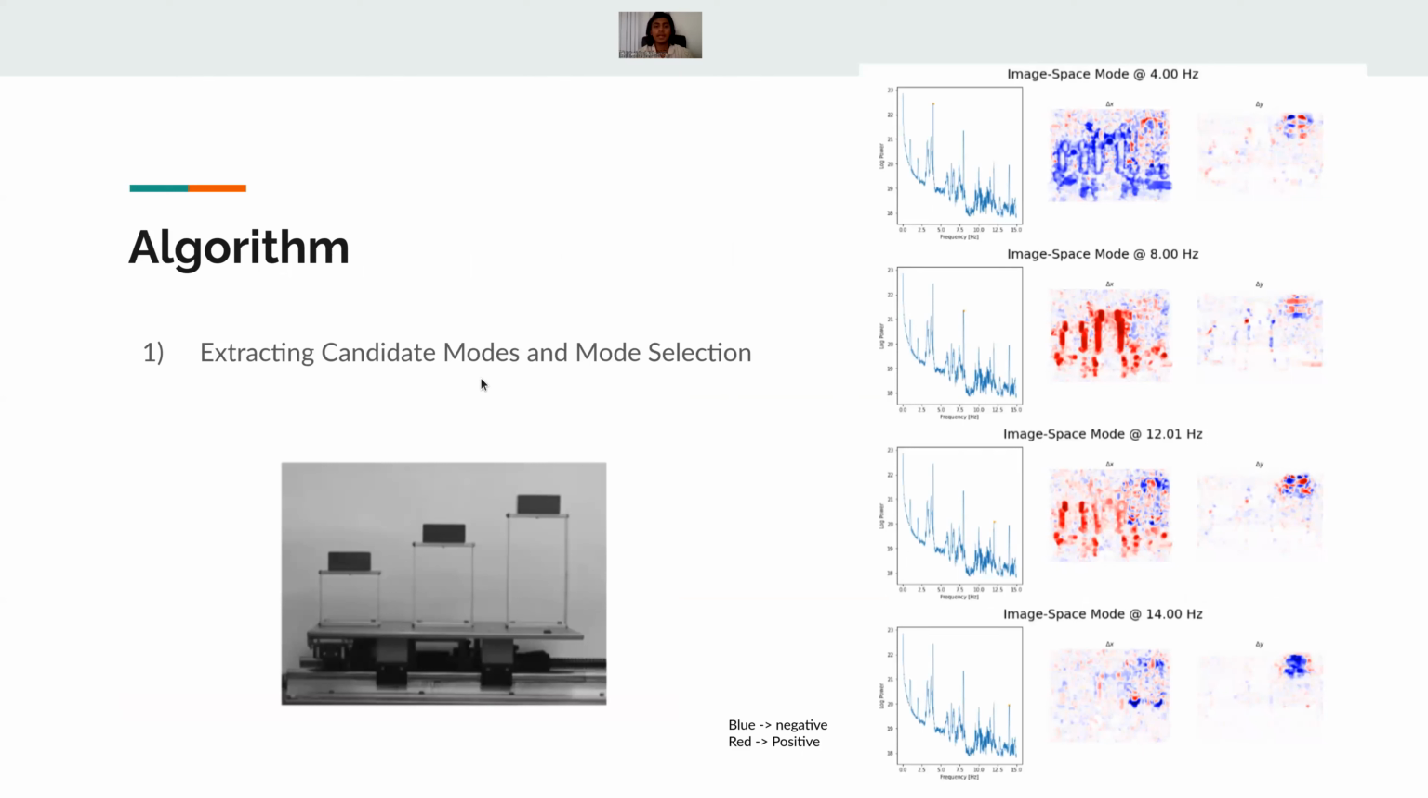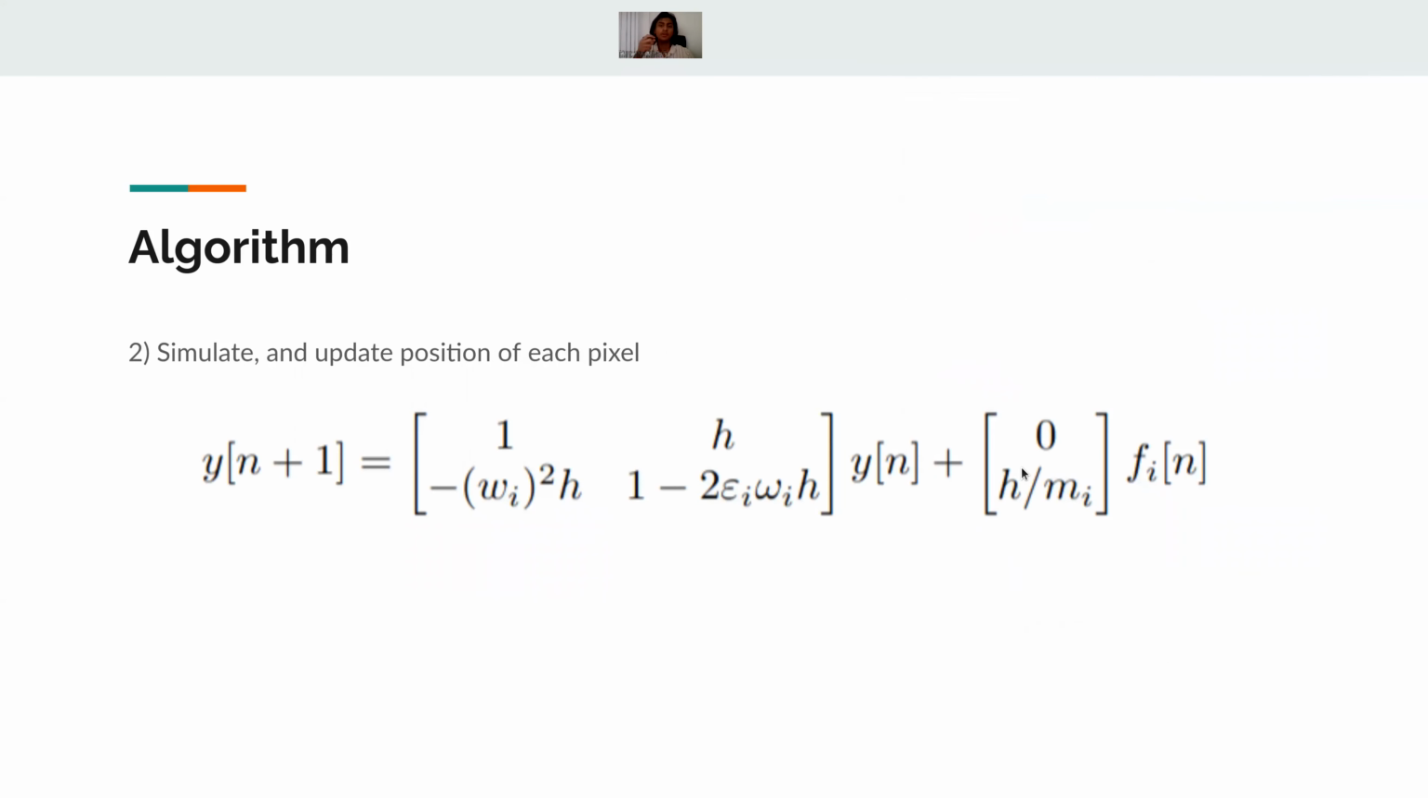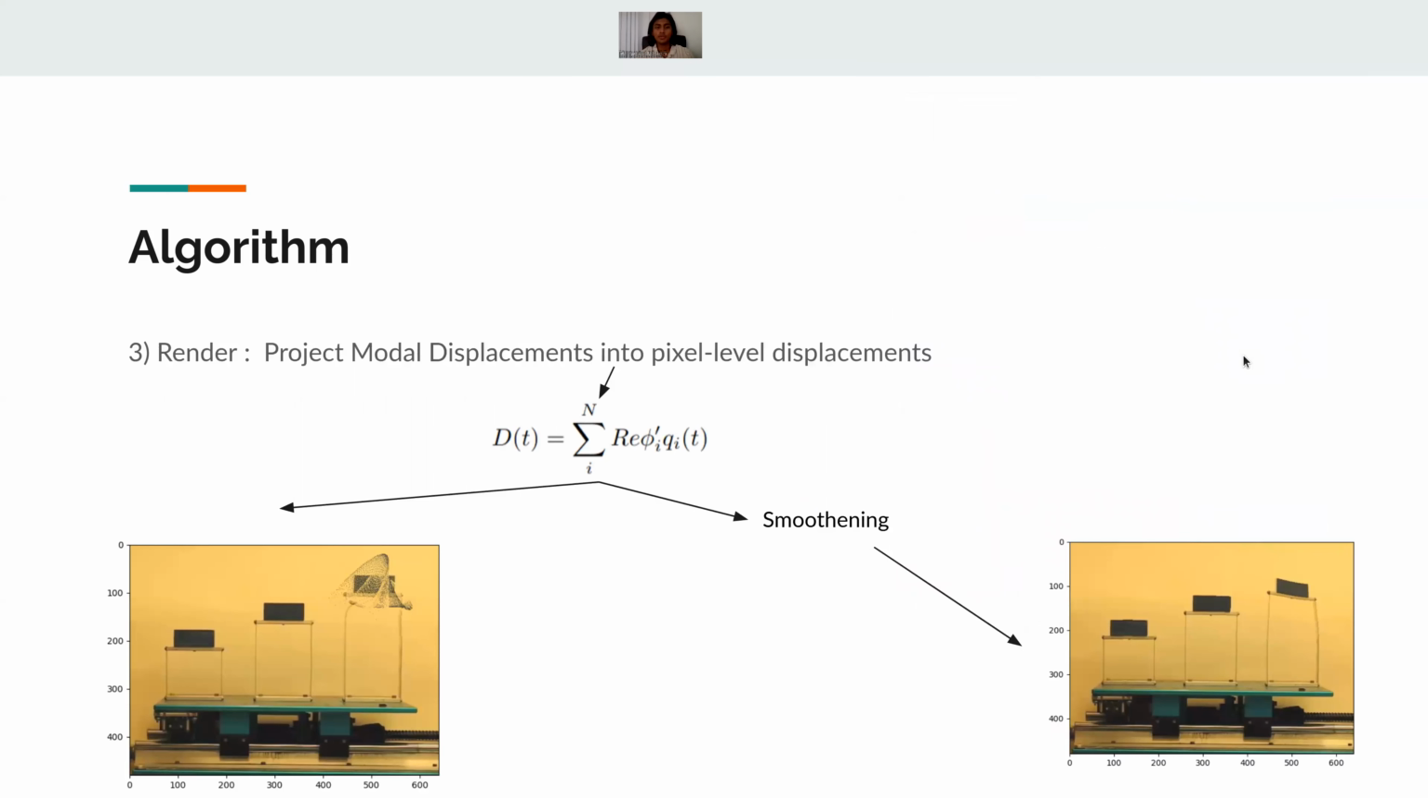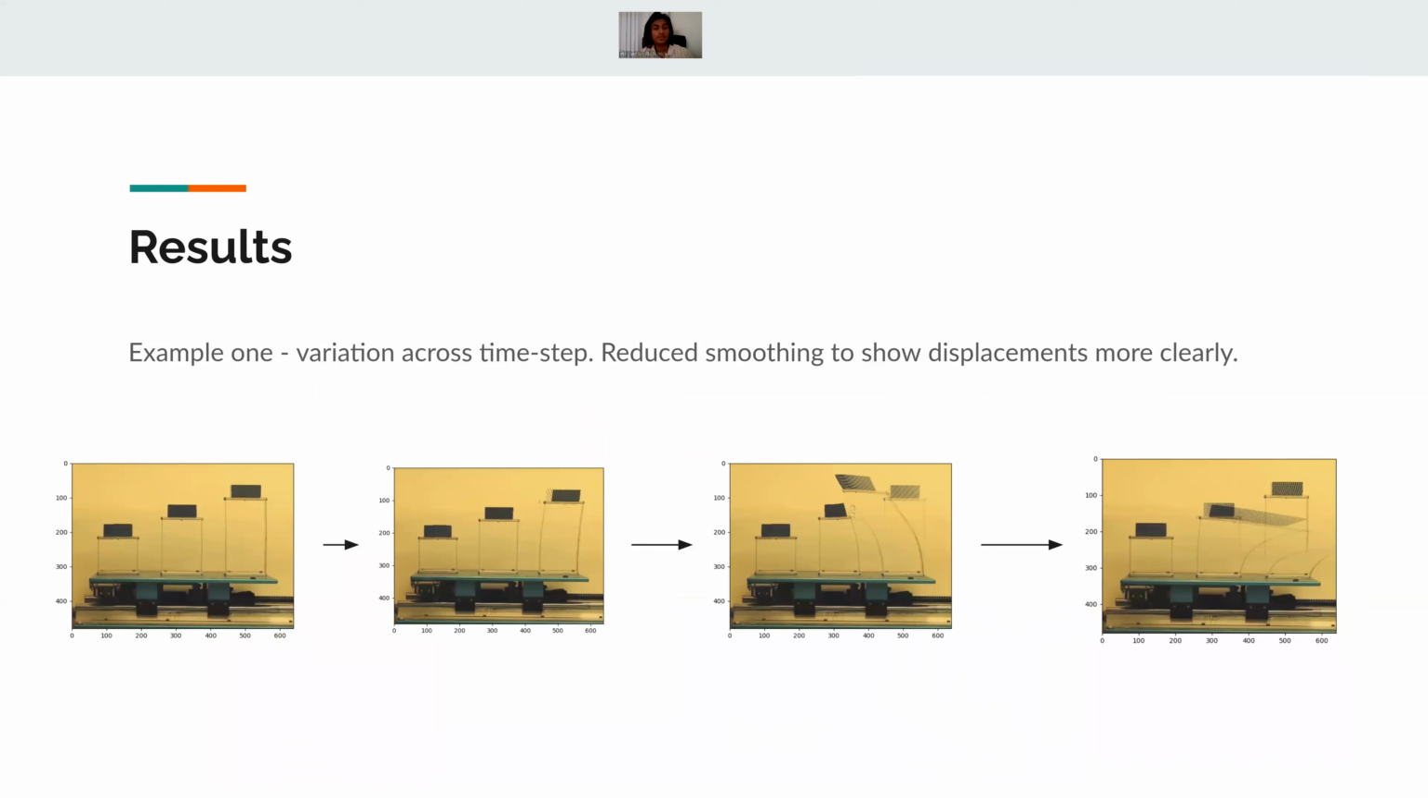First, here we see the candidate modes we extract. The modes over here correspond to the first tower, which we can see somewhere over here, and this is the frequency peak that it corresponds with. The second corresponds to this tower, and the third corresponds to this tower, which also correspond to the other peaks. After extracting the motion basis, we use the previously derived formula. We simulate and update the position of each pixel using this formula here. Third, we render and project the modal displacements that we calculate with our previous formula into pixel-level displacements, which we then further smoothen to get the deformations that we want. And this is, of course, after applying forces in the previous equation.